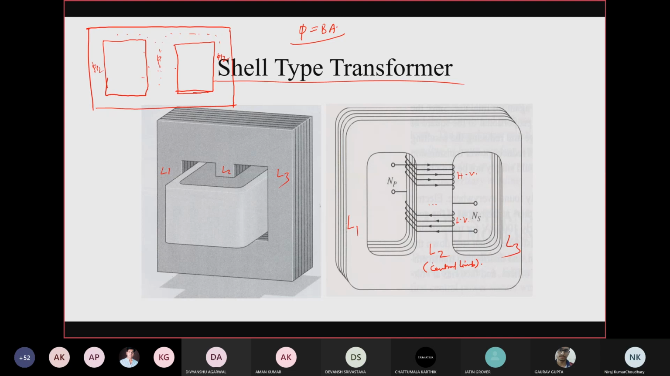So due to the concentration of more flux in the central limb, the area of cross section is just double compared to the two outer limbs of the transformer, if the two outer limbs are identical in nature, right? Now, we were talking about the low voltage winding and high voltage winding, which is sandwiched in nature. So in this way the winding is done.